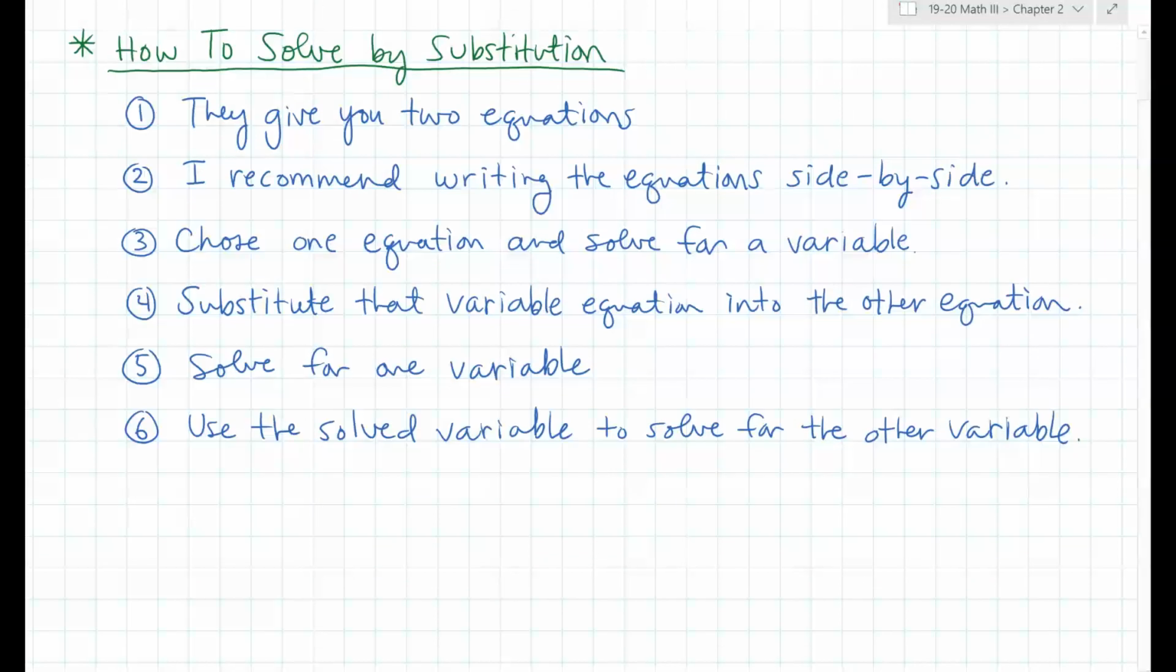And by the way, step 3, I'm going to put right here, if necessary. You may not have to do it. They may already have solved something for you. So then you may not have to choose an equation and solve for a variable, but you will have to substitute, you will have to solve and then solve again.